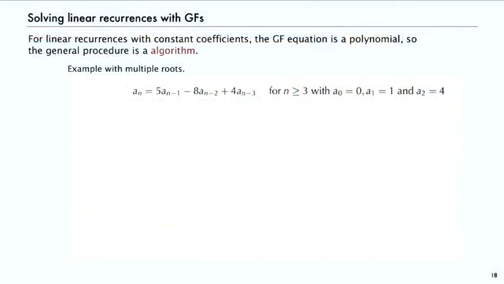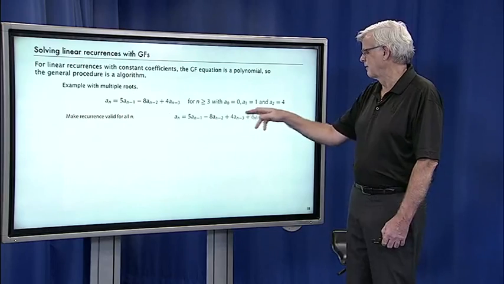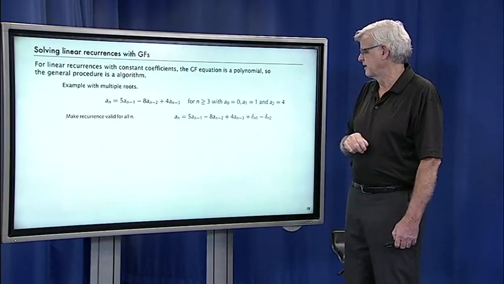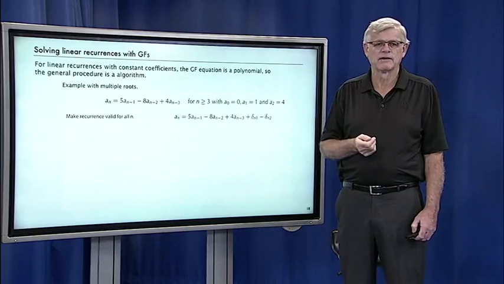Sometimes, and this works for actually any linear recurrence, because you get a polynomial, and you can always factor a polynomial. So let's look at this one: 5 a_{n-1} minus 8 a_{n-2} plus 4 a_{n-3}. Same procedure. To make these initial conditions satisfied, you start at 0 and work up and find that you have to add a delta n1 and a minus delta n2 in order to make it valid for all n.